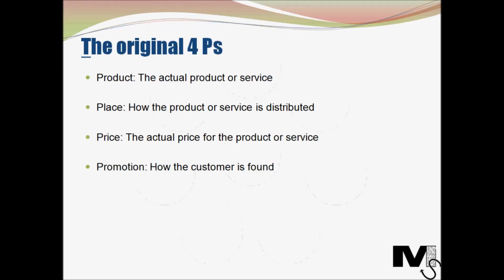Now let's look at the original 4 P's to begin with. Product. This represents the actual product or the service that the customer buys. Place is a representation of how the product or service is distributed to the customer. Price is the actual price for the product or service, and promotion is how a customer is found for the relevant product or service that you have on offer.